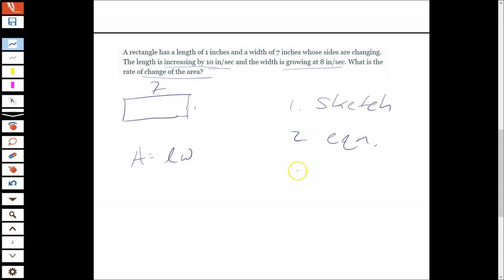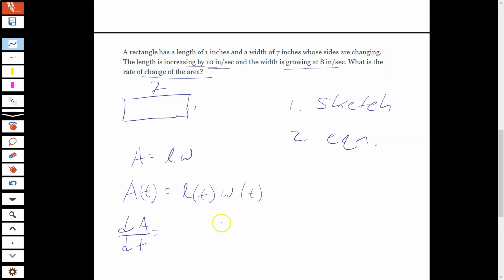Then we're going to take the derivative with respect to time. So here's where it's more useful to rewrite this as a set of functions. So A of t, L of t, and w of t, right? Okay, because all of these things depend on time. So I'm going to say the derivative of A of t is dA/dt.